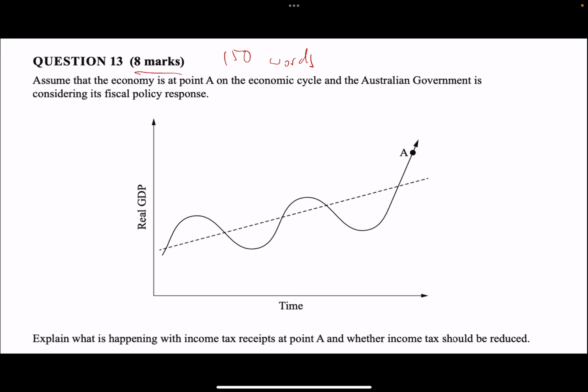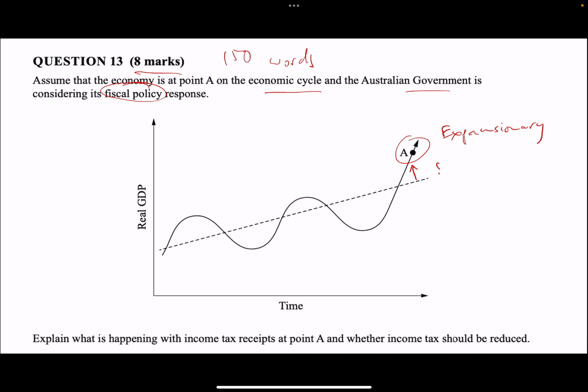Assume that the economy is at point A on the economic cycle and the government is considering a fiscal policy response. So immediately we go, okay, here we are at point A. What phase of our economy are we in? We're in an expansionary phase of the economy. We're above our long run structural rate of economic growth. Okay, so we're above that. That's exciting to think about.